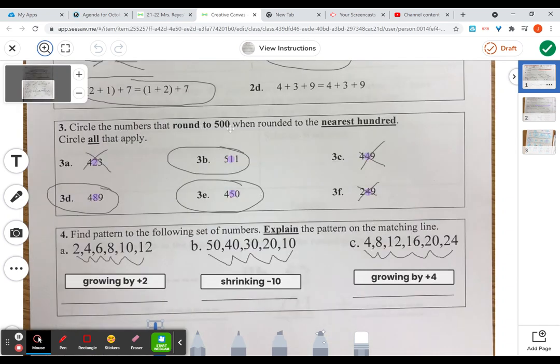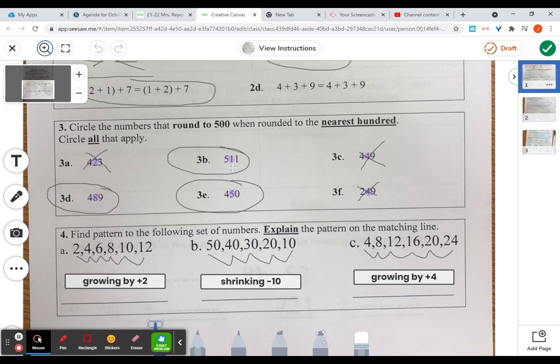For 3, we're looking for rounding. So remember, since we're rounding to the hundreds in this case, I just highlighted the number that's going to decide, that bossy number, the one that's going to decide whether we're going up or down. So in A, you can see I highlighted the 2. 2 tells the 4, you're rounding down. This would not round to 500.